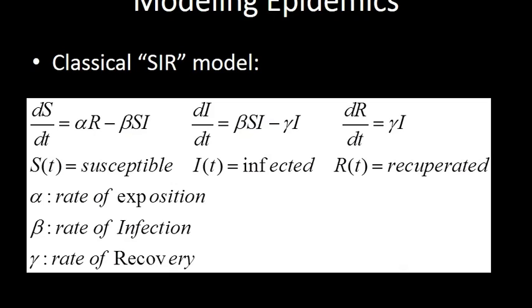And similarly to the predator-prey model, you have some alpha, beta, and gamma coefficients that are used to describe the rate of exposition to the epidemic, the rate of infection, actually catching the disease, and the rate of recovery, getting out of the disease. Okay.